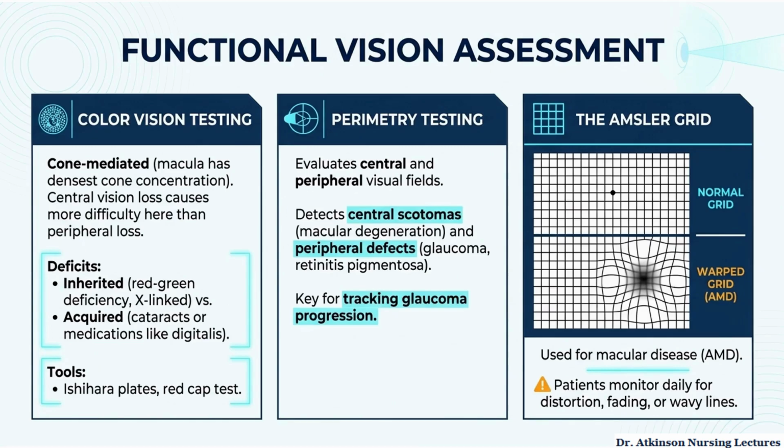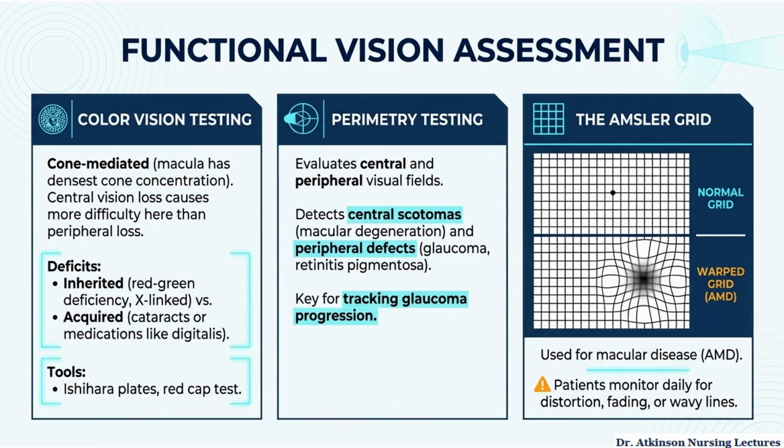Color vision testing evaluates cone-mediated vision, with the macula containing the highest concentration of cones. Inherited color deficits commonly involve red-green deficiency and are X-linked. Acquired color vision changes may occur with cataracts or medications such as digitalis. Common tools include Ishihara plates and the red cap test.